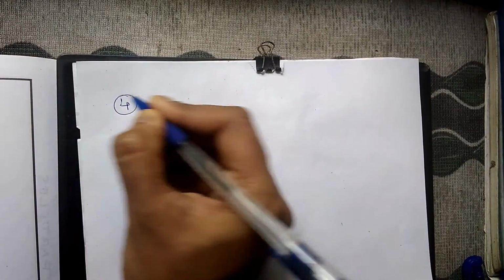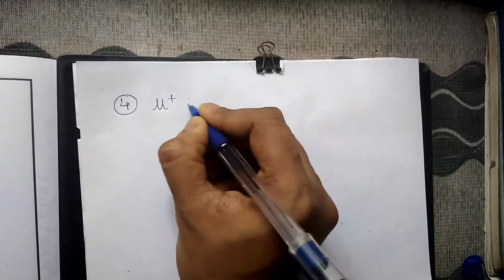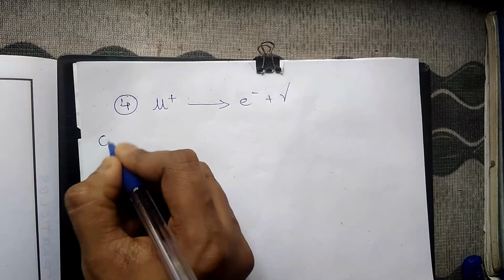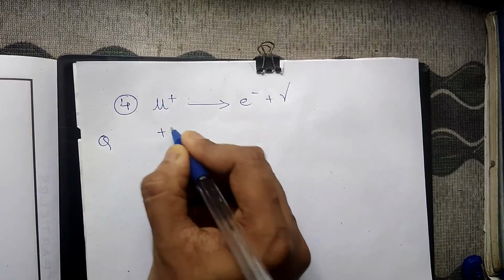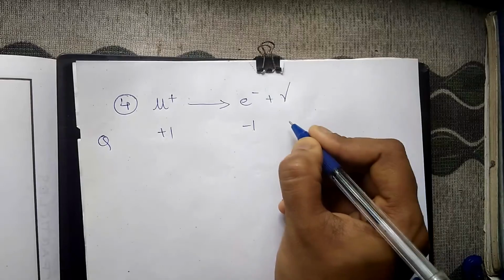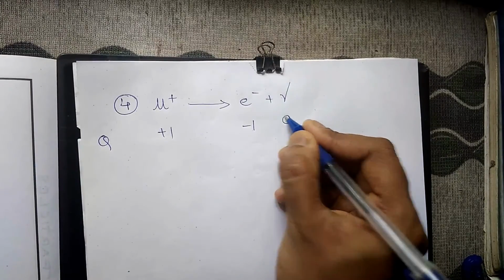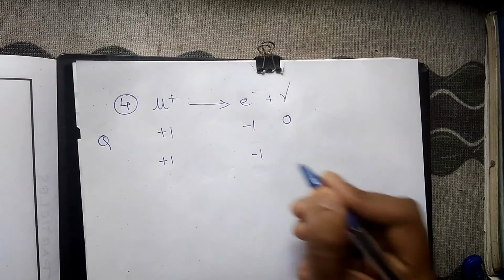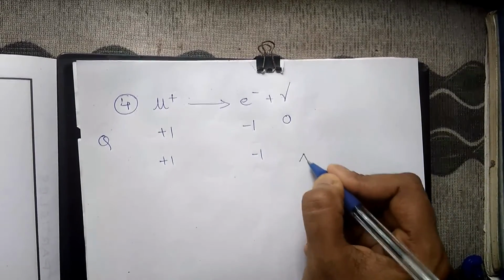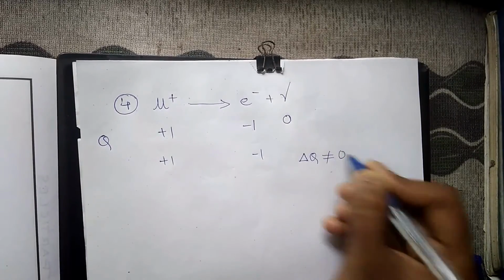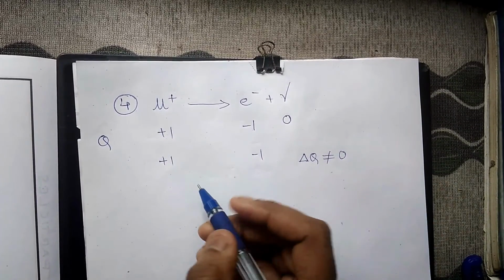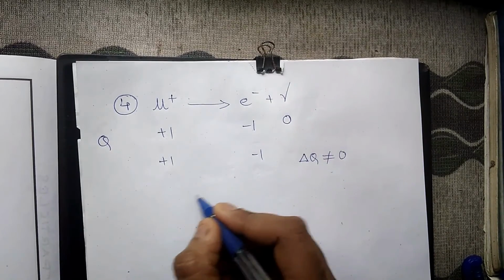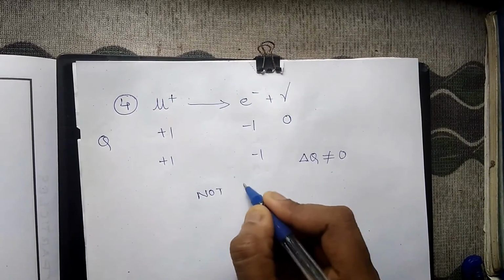Fourth question is mu plus gives electron plus gamma. First we will calculate charge. For mu plus, the charge is plus 1. For electron it is minus 1. Gamma does not have any charge, so 0. That means LHS is plus 1 and RHS is minus 1. That means delta Q is not equal to 0. In this case, we don't have to calculate any lepton number or baryon number. We can directly write this is not allowed.